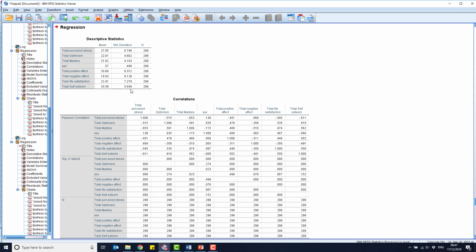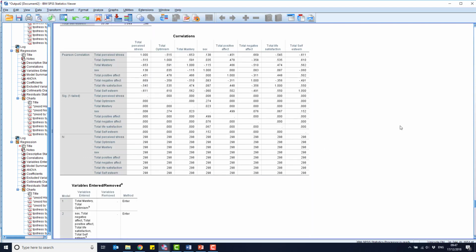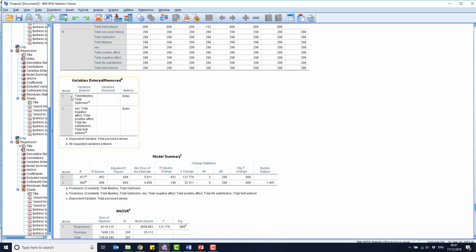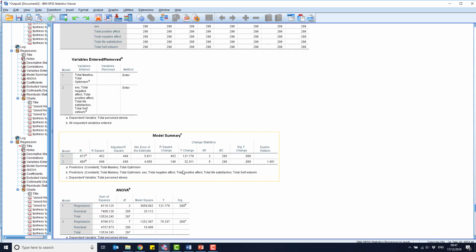And this is what it will produce. The descriptive statistics and correlations box will stay the same. There's a slight change to the Durbin-Watson, but again, that's not problematic. And what we can see here is we have two models. The first part of the model has only mastery and optimism included, and then the second model has those variables plus all the other predictors included. And that's what we've specified.